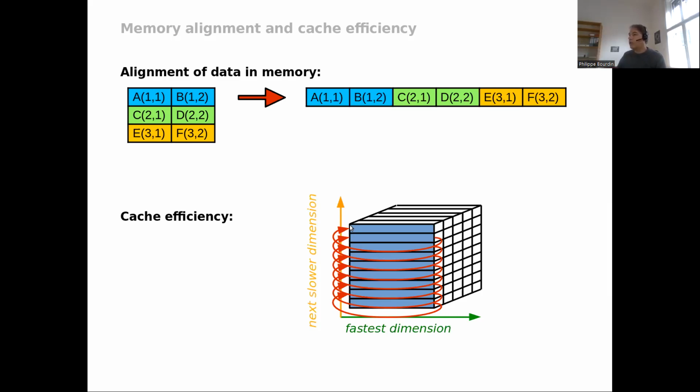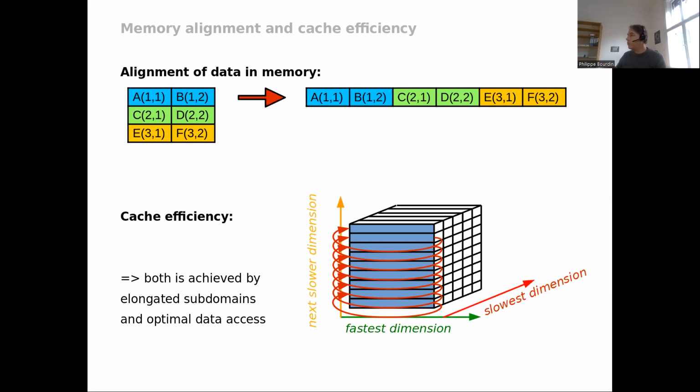What you would do next is you go along the slowest direction in 3D here. That would mean the Z direction. So this is here going into the plane. And with these elongated subdomains and reading in this order, you automatically have an optimal access to the data that is stored in physical memory, and you have an optimal use of the cache. So that is why Pencil code is designed like it is.